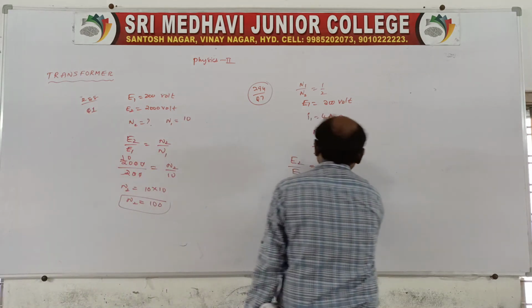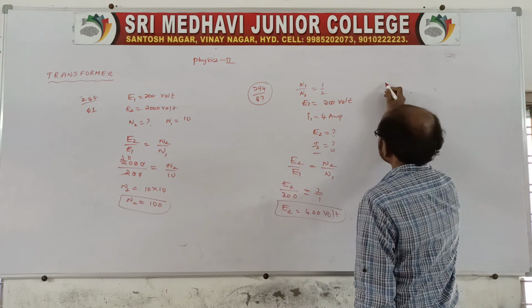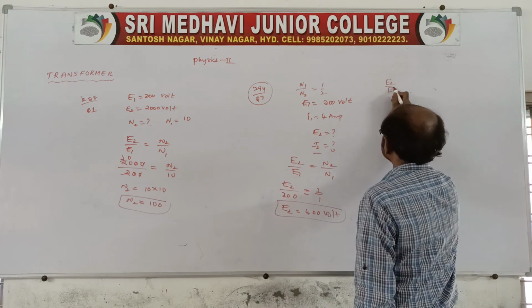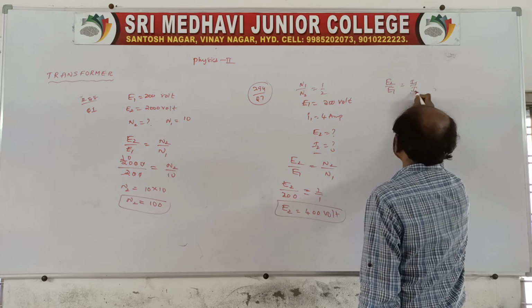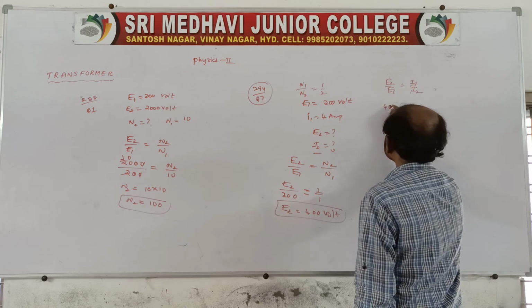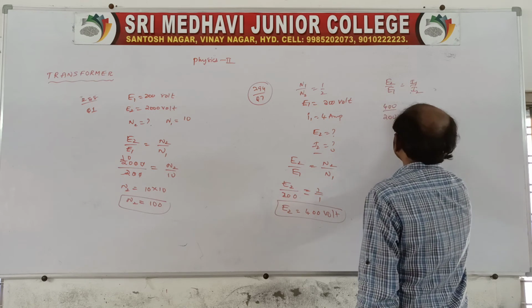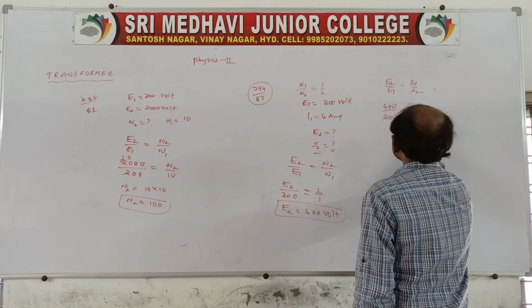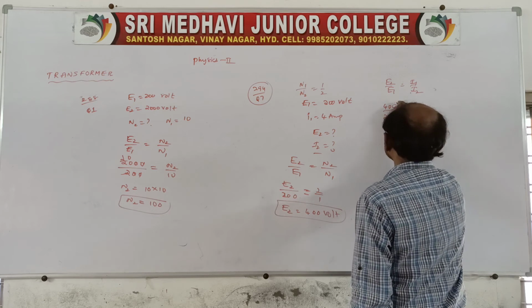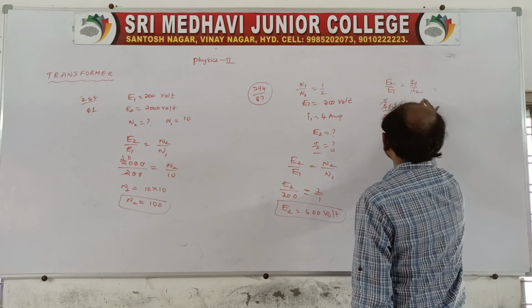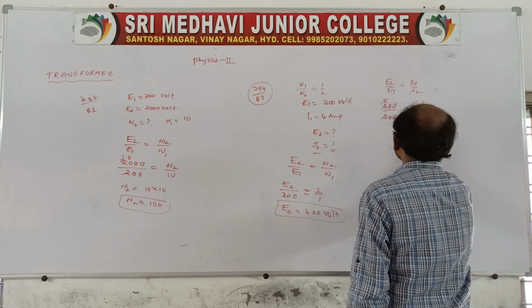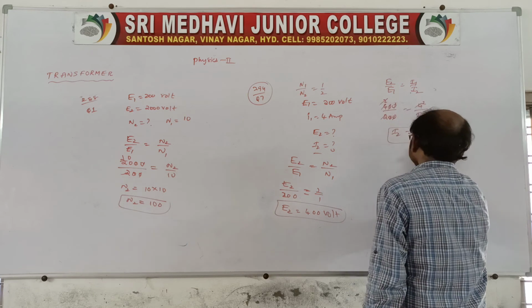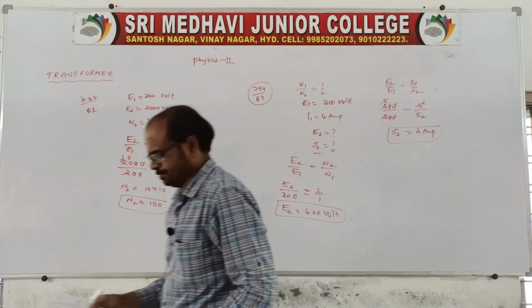And also I2 is asking. So I2 also we know: E2 by E1 is equal to I1 by I2. Here E2 is given as 400, E1 is given as 200, I1 is given as 4, and I2 is asking. So the zeros cancel, two ones, two twos. So I2 is equal to 2 ampere. So this is the related question. Clear?